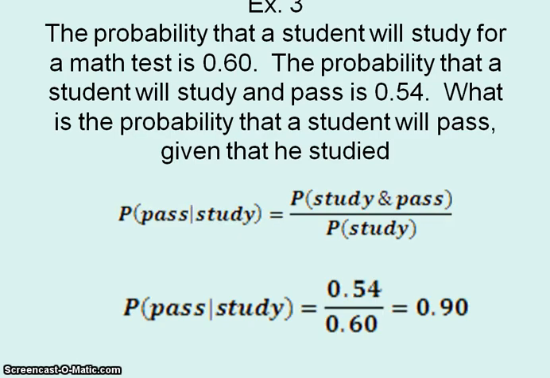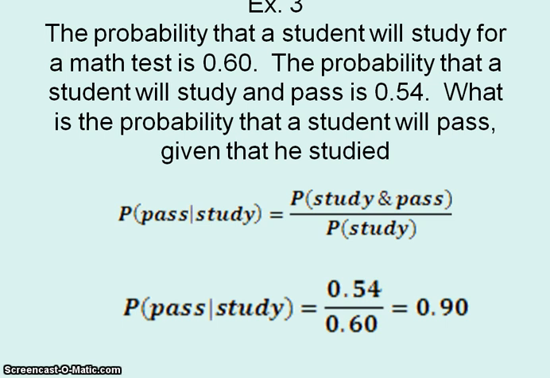The probability that a student will study for a test in math is 0.6. The probability that a student will study and pass the test is 0.54. We want to know what's the probability a student will pass given that he studied. I go ahead and I set everything up. In this case, it's 0.54 divided by 0.6. So there's a 0.90 probability, very, very likely, that if he studies, he will pass the test.